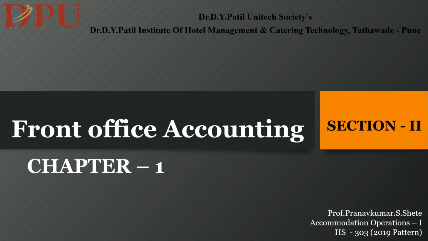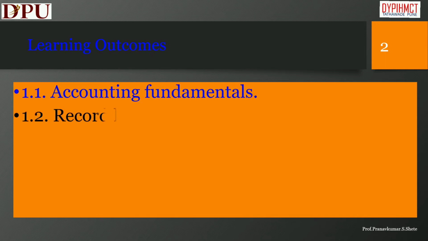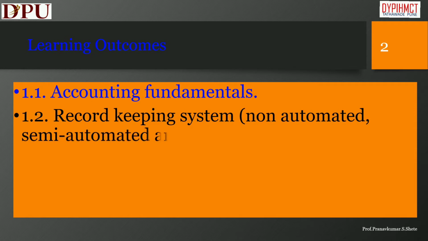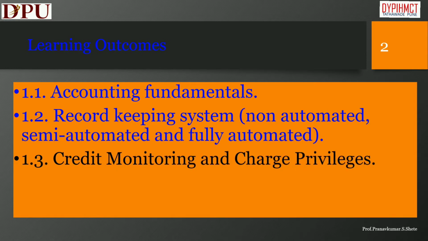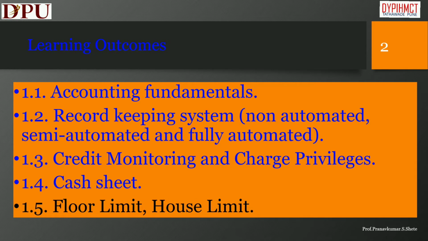Today we are going to learn our first chapter, Front Office Accounting, from Section 2, Accommodation Operations, 1 HS 303. This chapter will make us understand the following operations carried out at the hotel front office: accounting fundamentals; record-keeping systems in non-automated, semi-automated and fully automated hotels; credit monitoring and charge privileges; cash sheet; floor limit, house limit.